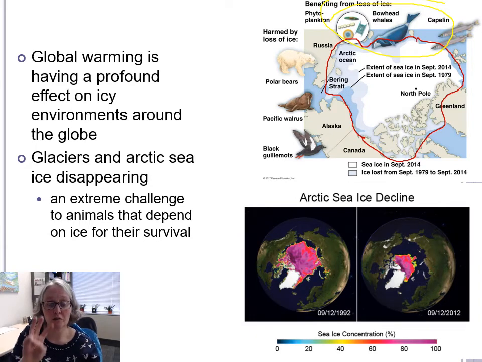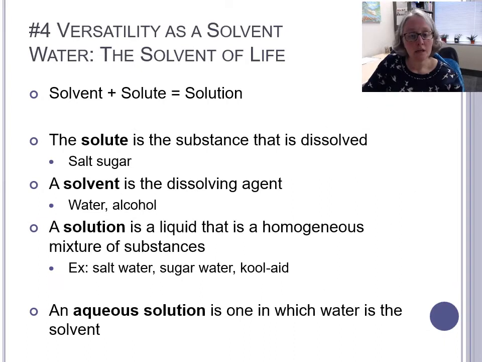So we've now been through 3 of the 4 emergent properties of water. The first one is that water is cohesive. The second one is that water has the ability to moderate temperature. And the third one is that water expands upon being frozen. Next, we want to talk about step number 4. The 4th emergent property of water is that water is a versatile solvent.